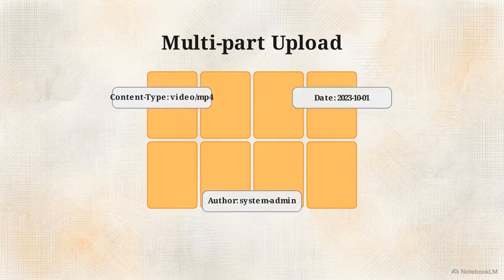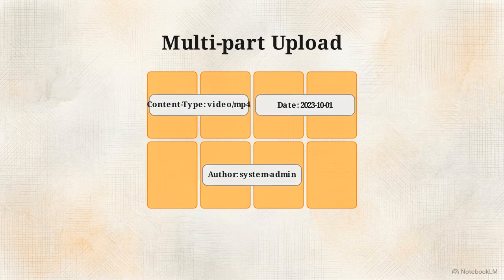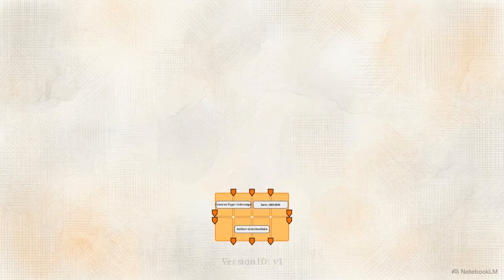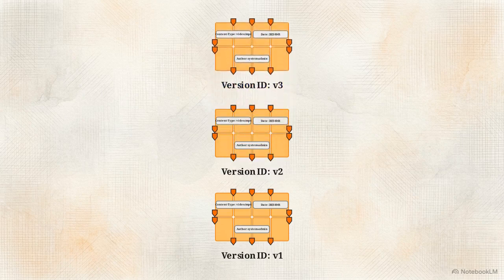Attached directly to that body is the metadata. These are simple text key-value pairs that describe what the data actually is. Next, S3 applies tags. An object can hold up to 10 key-value pairs used to assign security permissions or manage lifecycle rules. Finally, if versioning is enabled, the object receives a version ID. Stacking iterations of the same file with unique identifiers prevents accidental deletions.